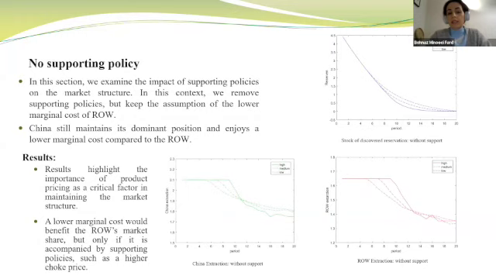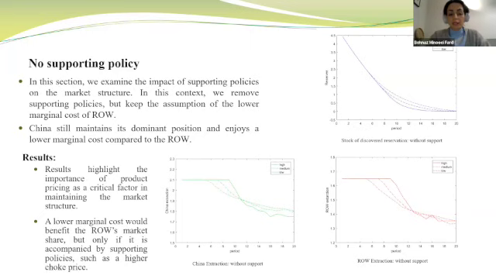And finally, we examine the impact of supporting policy on the market. To simulate this situation, we remove the supporting policy, but we still keep the lower marginal cost, I mean the previous scenario. However, China still has its dominant position in the market. Here we can see that policymakers with different levels of myopia have the same prediction for extraction and reserves at the beginning of this duopoly situation.